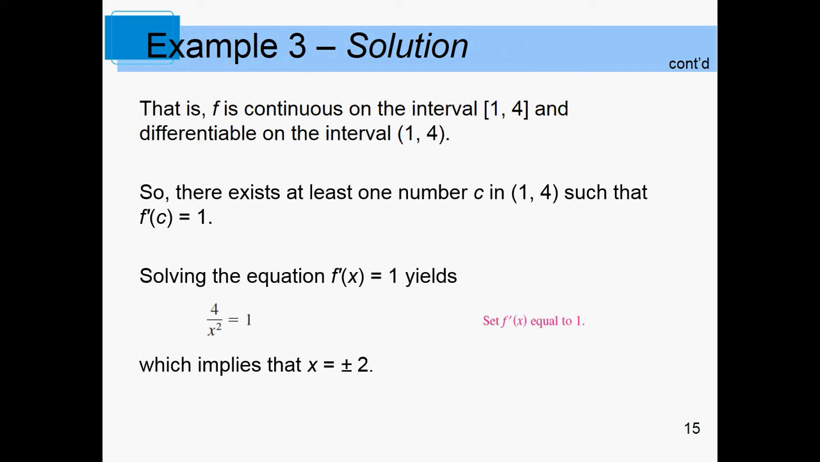So there has to be somewhere where 4 over x squared, which is the derivative, equals 1. So multiply both sides by x squared. Take the square root of both sides, you get x equals plus or minus 2. So not only do we get one value, we actually got two values where this happens. However, we're only talking about the interval from 1 to 4. So which one of these satisfies that? Positive 2, right? Negative 2 doesn't satisfy that.